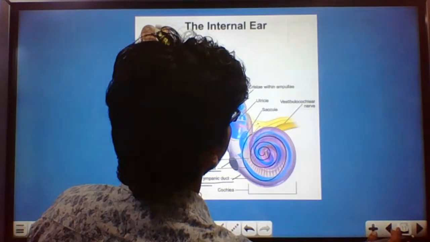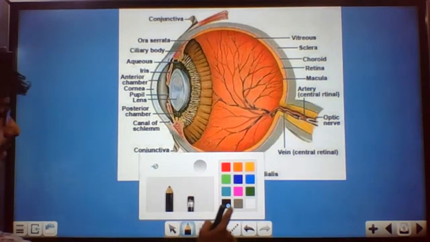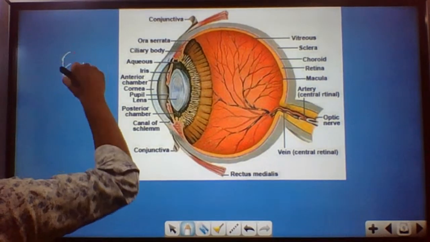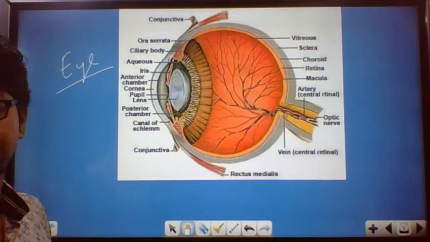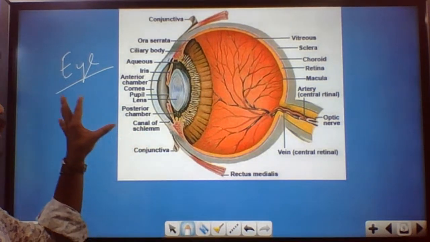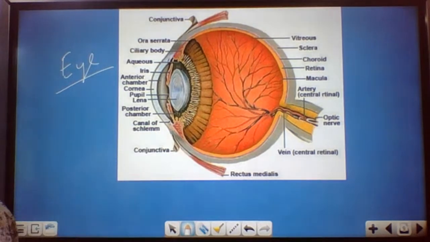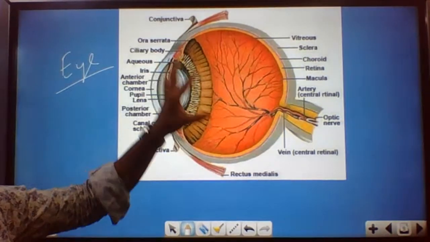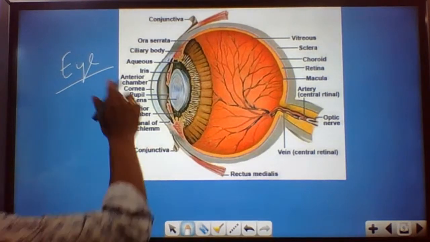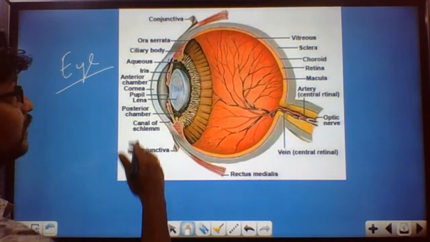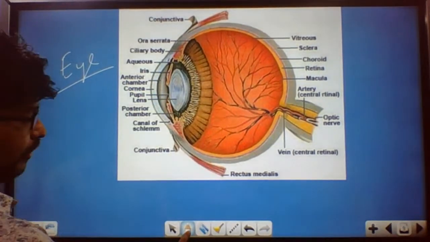Fine. Next we move to the eye. So we'll start with the human eye. This is again a very common thing that we have been studying right from the lower classes. When we talk about the structure of the eye, I don't think much information is required. We have the iris here, the cornea.